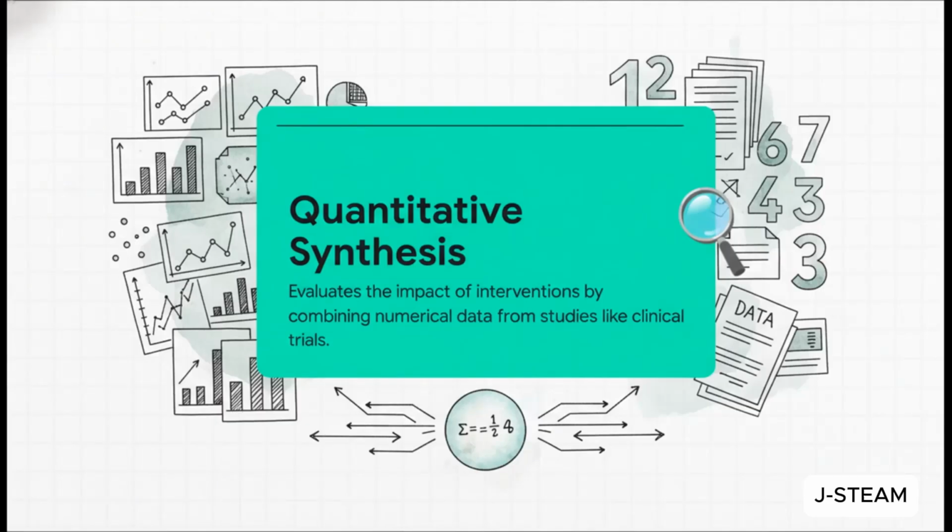First up, you've got the quantitative approach, and as the name suggests, this is all about the numbers. It takes data from multiple studies, like clinical trials, and combines it all statistically. The whole point is to get a much more precise, much more reliable answer than any single study could ever give you on its own.